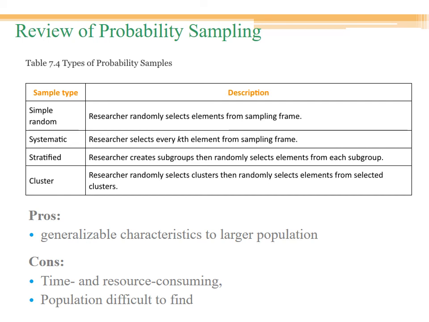However, there are some cons. First, it's very time and resource consuming. And also, sometimes the population you're looking for is hidden or it's impossible to find a sampling frame. For example, persons with a specific illness or undocumented immigrants. Neither of these populations would have a readily available sampling frame to use. So what do you do? You would use non-probability sampling.